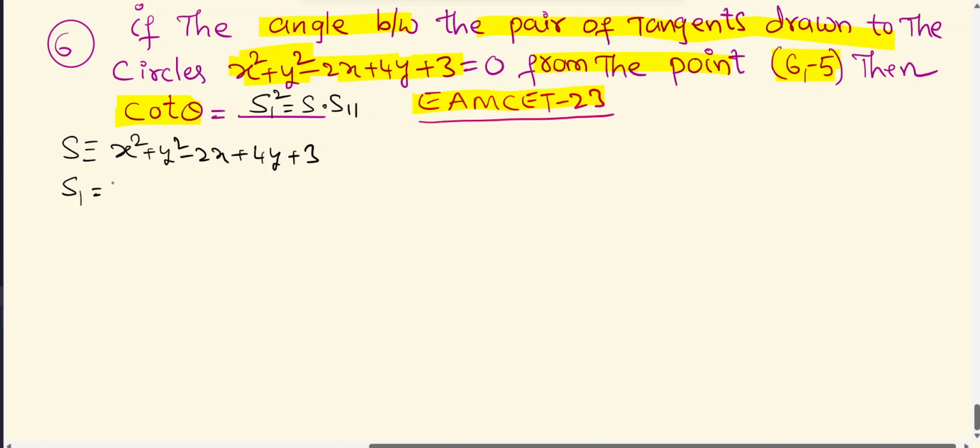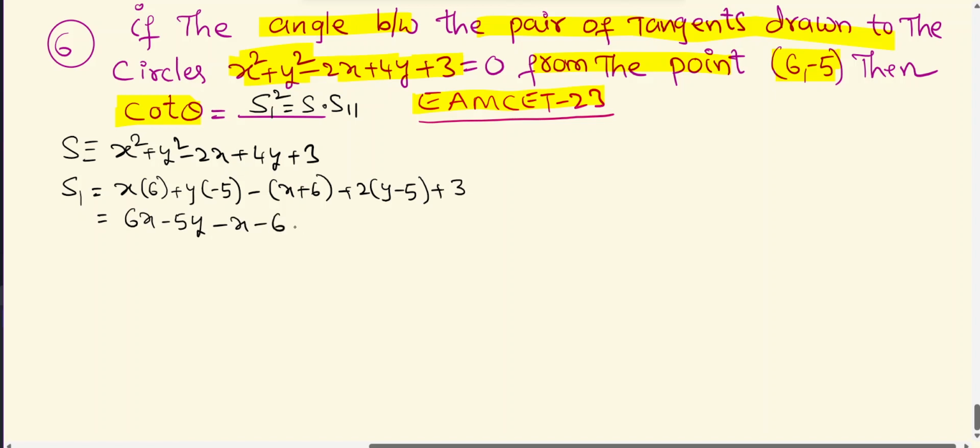Now write down S1, that is x into 6 plus y into minus 5 minus of x plus 6 plus 2 of y minus 5 plus 3, that is equal to 6x minus 5y minus x minus 6 plus 2y minus 10 plus 3, that is equal to 6x minus x is 5x, minus 5y plus 2y is minus 3y, minus 6 minus 10 is minus 16 plus 3. This is minus 13.